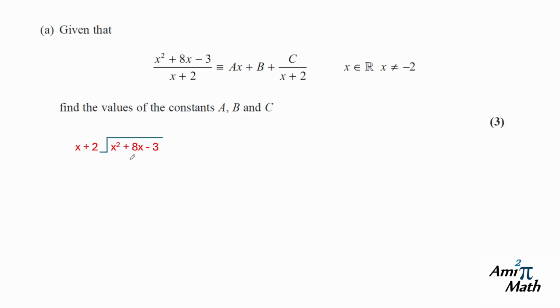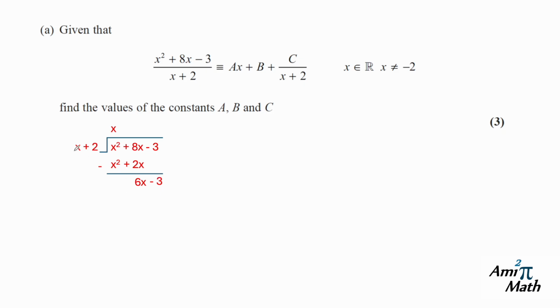We've got our x squared plus 8x minus 3 here and our x plus 2 here. And then we need to see how many times x can go into x squared, and that's only x times. So you write an x here, and then we can multiply x by x, which gives us x squared. 2 times x is 2x, and then you minus this, and that will give you 0, and then 8 minus 2 gives 6x. And then you bring this minus 3 down, and you get 6x minus 3.